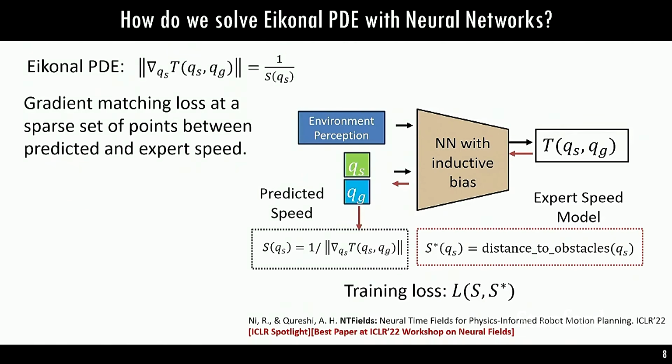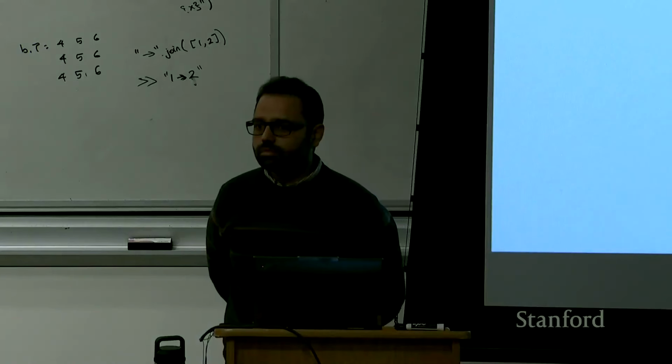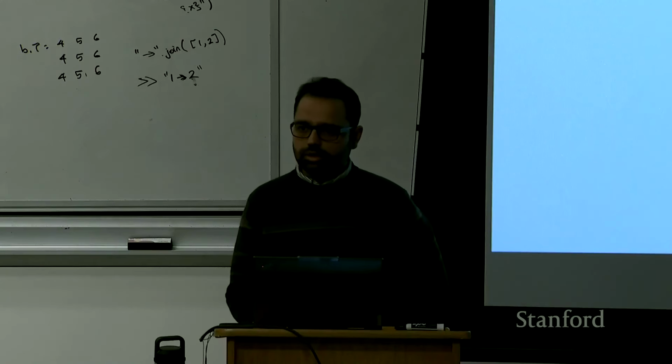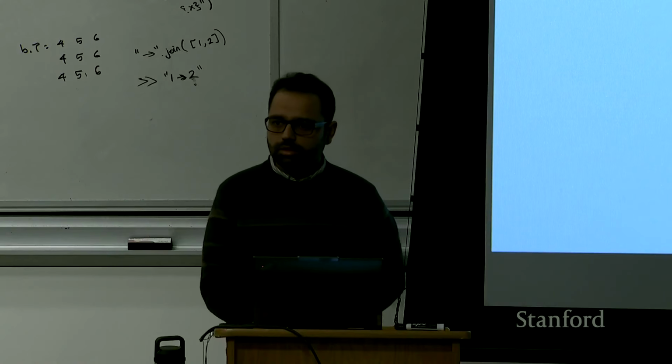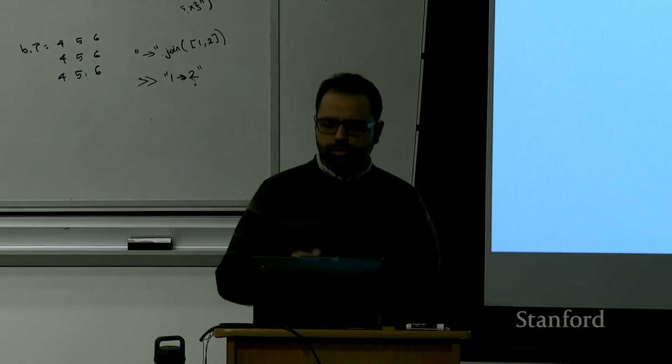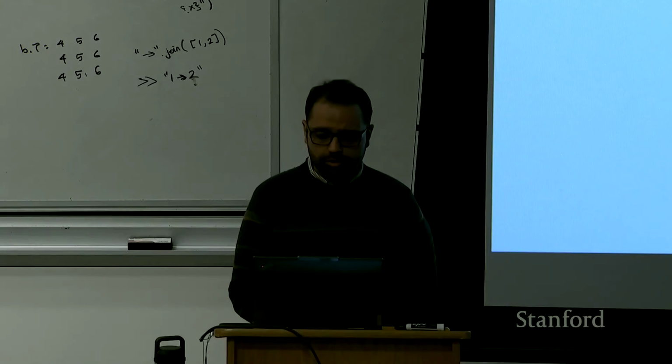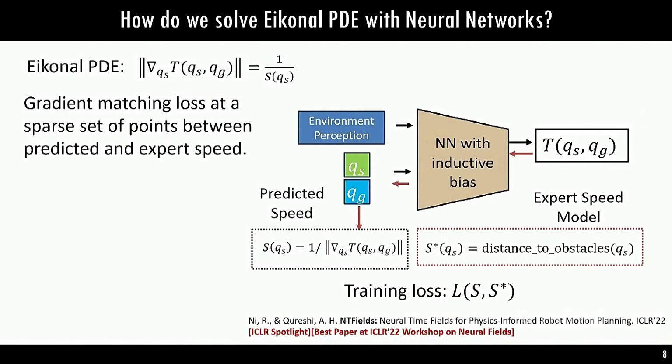Yes? Question. Could you clarify the output of the neural network and how we use the output to get the desired poses of the robot? Yeah, I will come to that shortly, but that's a very good question. So the output in this case is a travel time, T. It's a value function. So in order to get the trajectory, you just have to follow the gradient of that value function and it will give you a trajectory.